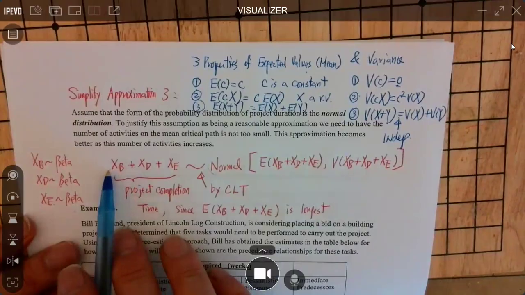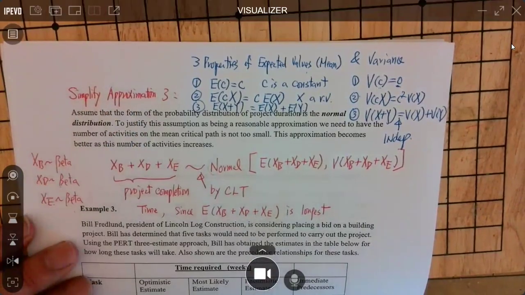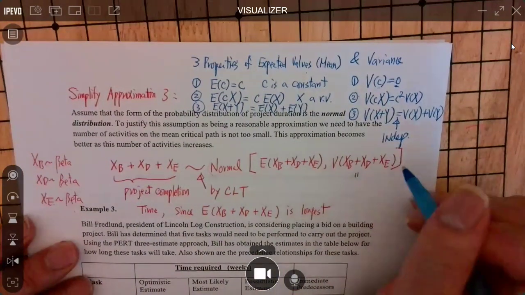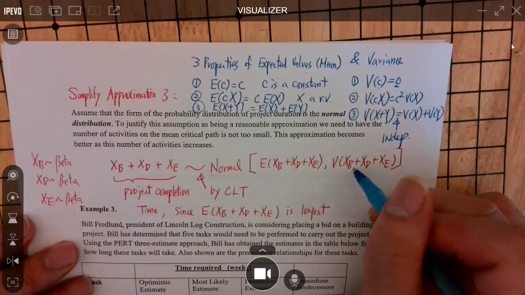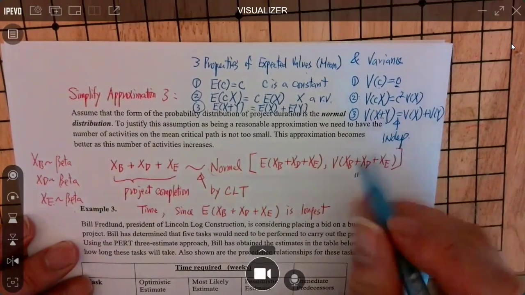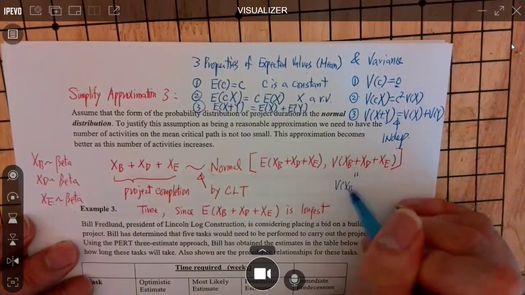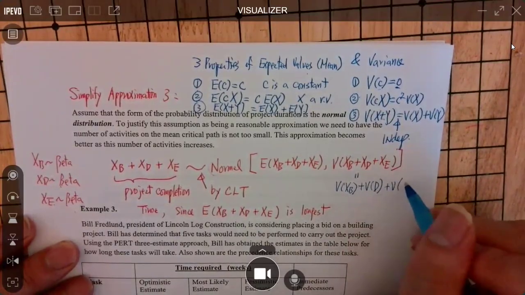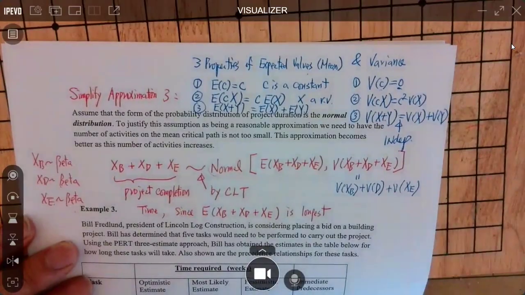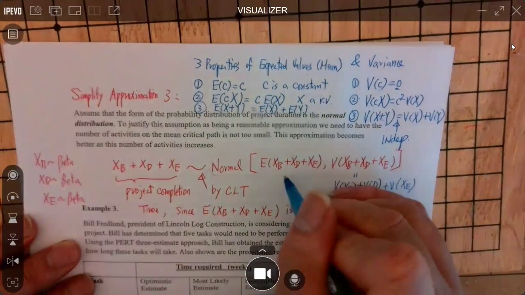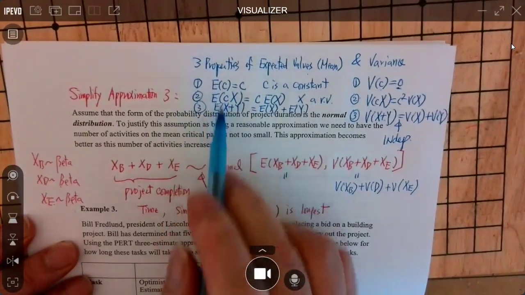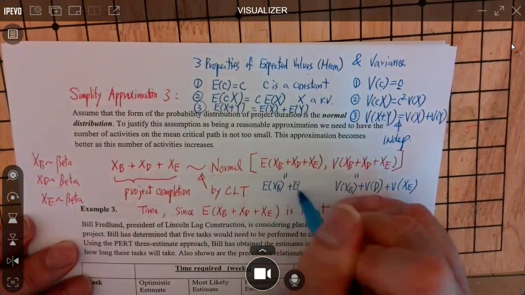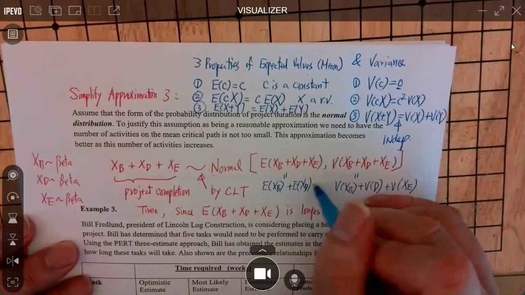Okay? So let's come back to see what we're going to get from the 3 assumptions we just mentioned. If all the activities in the project network, or all the activities on the critical path, are independent, by property 3 you can write this as the variance of XB plus the variance of XD plus the variance of XE. Now, this one, by the 3 properties of expected value, can be written as EXB plus EXD plus EXE.